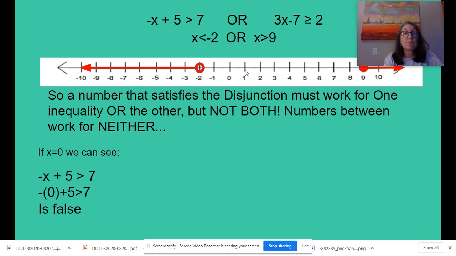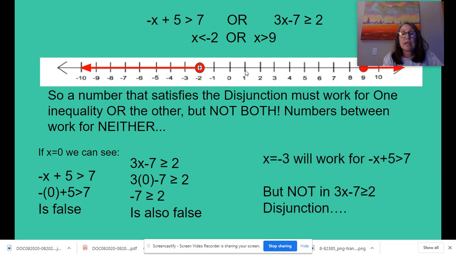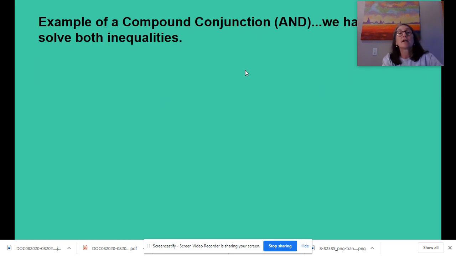So let's pick something from the middle. If x is equal to 0, and we plug it in, we discover that that's false. That's what we expected. If we put it in the other, we see that that one is also false. X equals negative 3 will work in negative x plus 5 is greater than 7, but it will not work in 3x minus 7 is greater than or equal to 2. This is a disjunction.